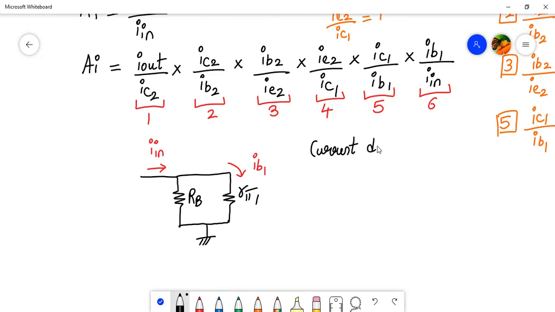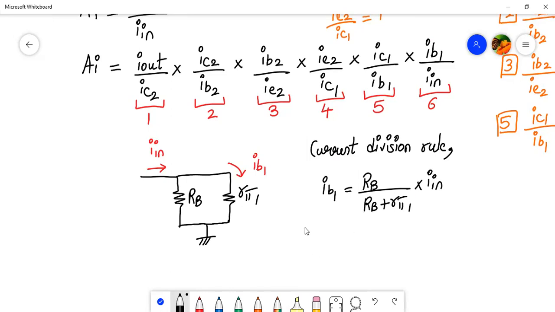So by current division rule, or we can call it CDR, what is the value of IB1? IB1 will be other resistance, right? Other resistance is RB divided by RB plus R pi 1 into the source current, which is IN.